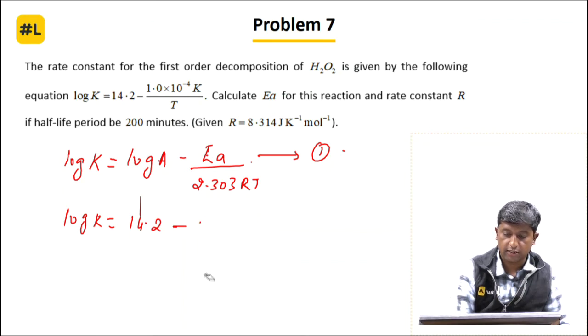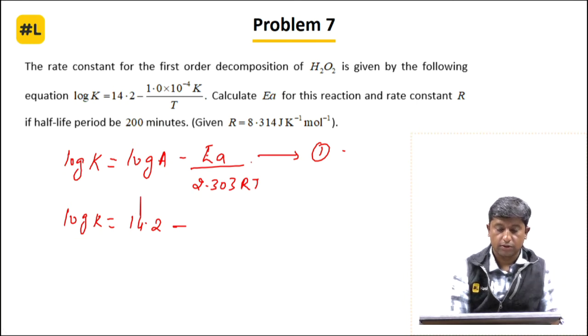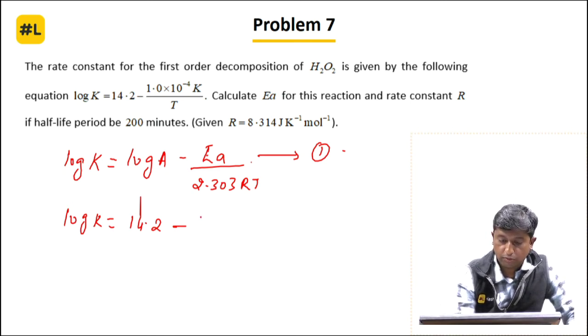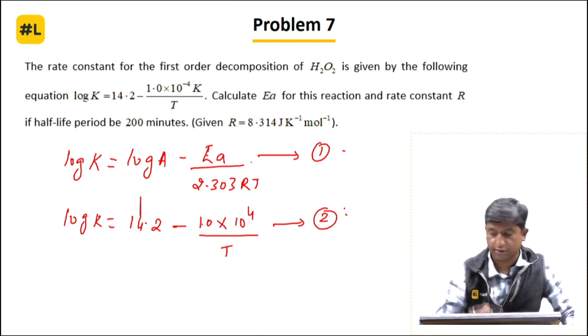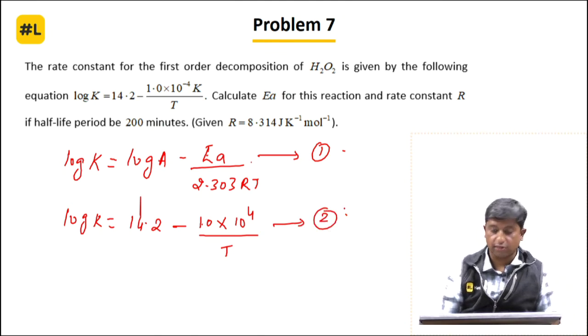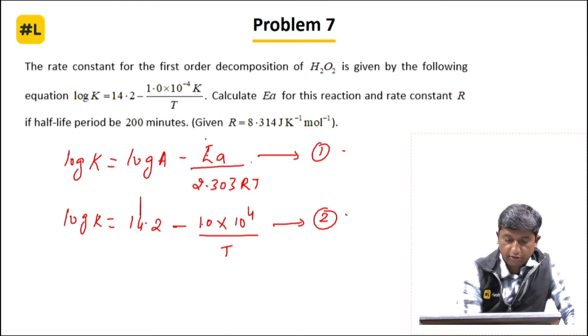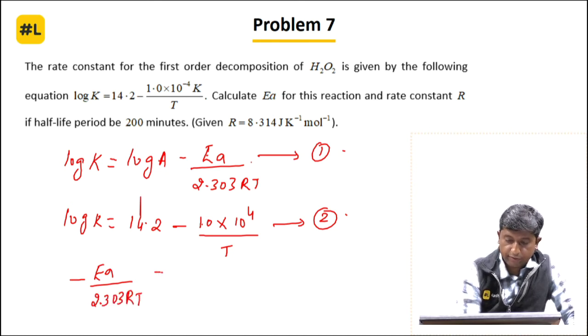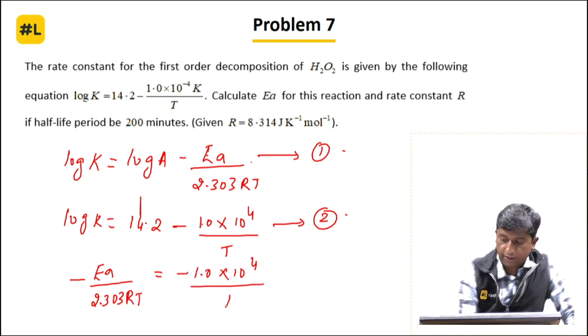I will write once again this. So, it is minus the energy of activation they have given, that is 1.0 into 10 power 4 divided by T. Let us consider this as equation 2, students. Now, let us compare equation 1 and 2. By comparing equation 1 and 2, we can write minus EA divided by 2.303 RT will be equal to minus 1.0 into 10 power 4 divided by T.